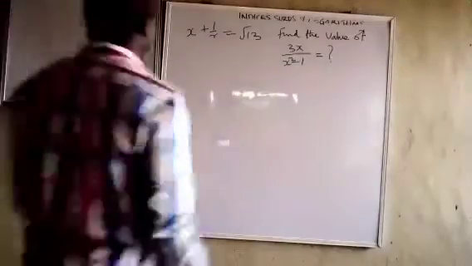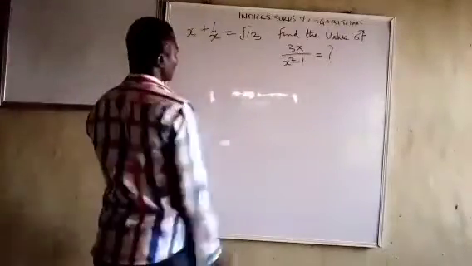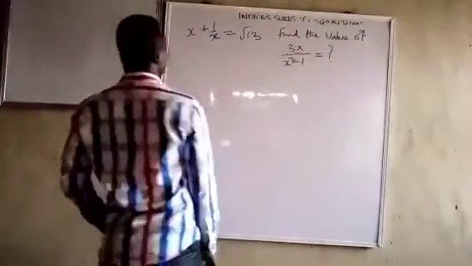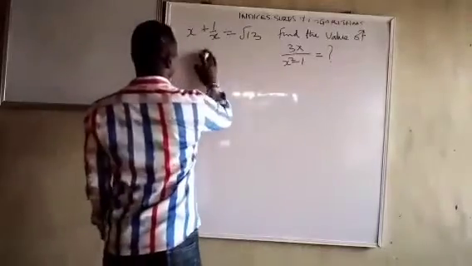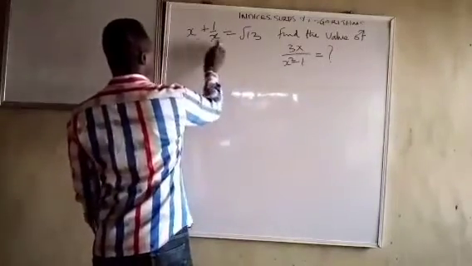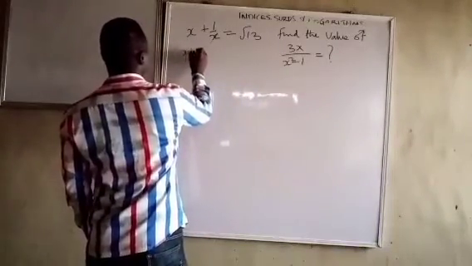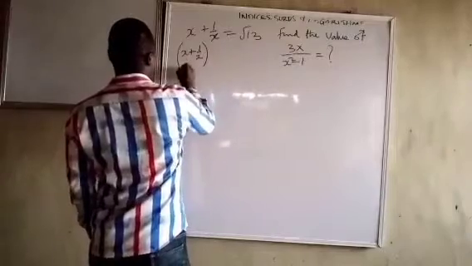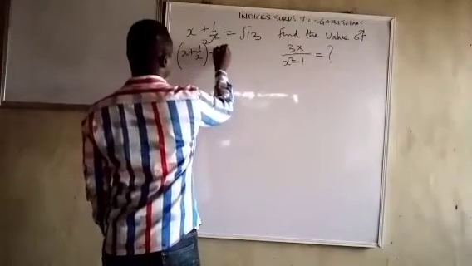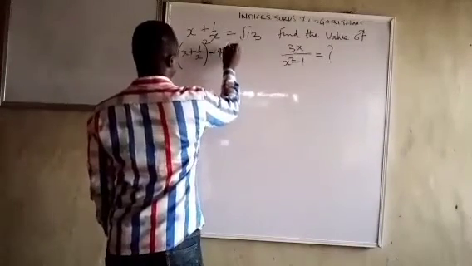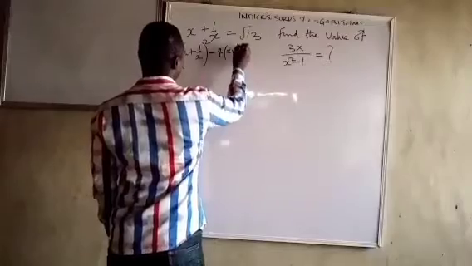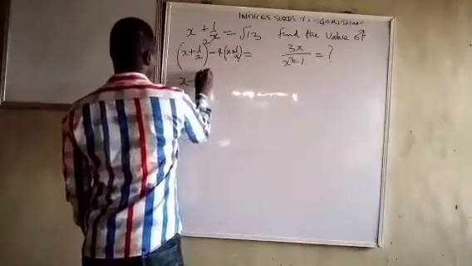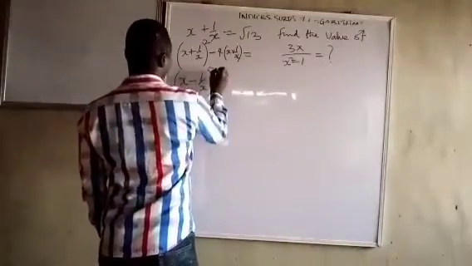So, we have x plus 1 over x is equal to root of 13. Find the value of 3x over x squared minus 1. Now, this one is this. If we square this, x plus 1 over x all squared minus 4 into x times 1 over x is going to give us x minus 1 over x squared.